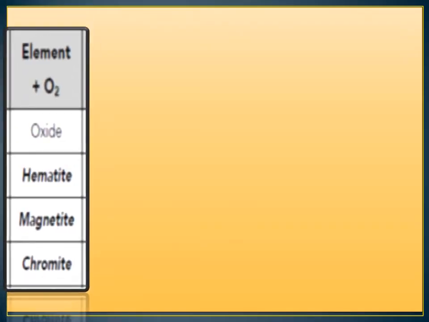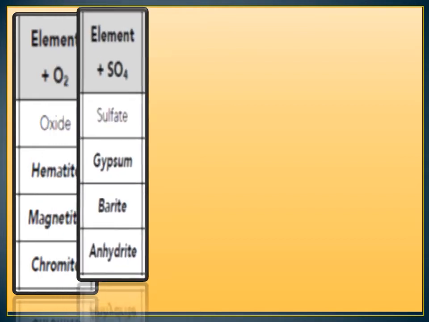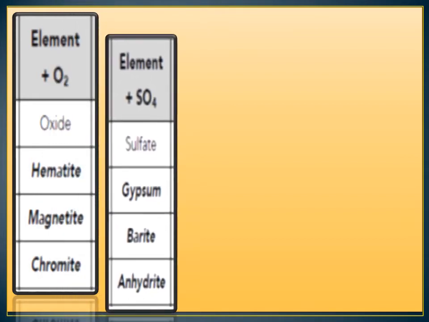The third group of minerals are the oxides. These are minerals composed of oxygen and iron combined with one or more metal ions, such as magnetite, hematite, and chromite. Sulfates also are minerals containing sulfur and oxygen in the form of the sulfate anion, such as gypsum, barite, and anhydrite.